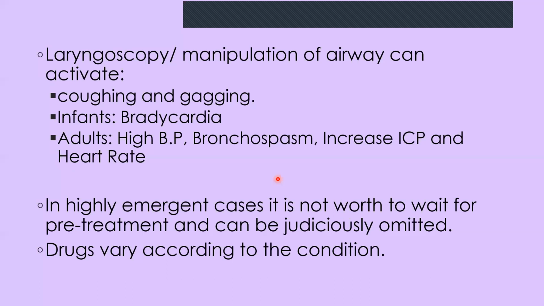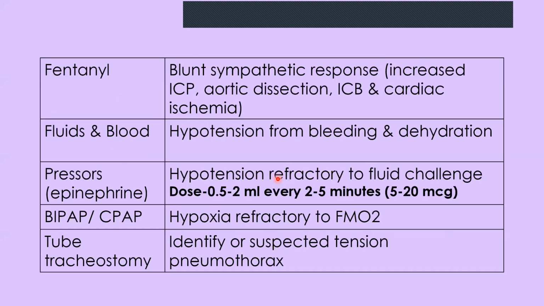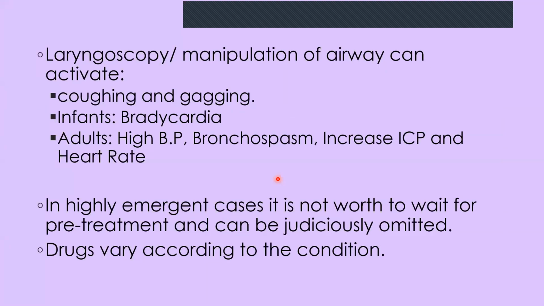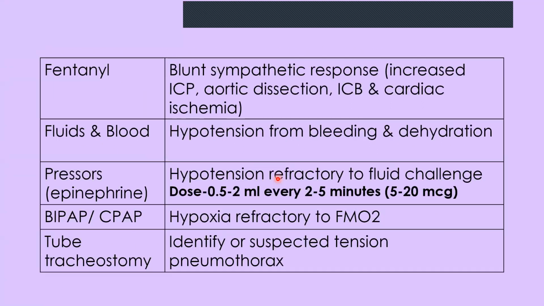But in highly emergent cases, it is not worth waiting for treatment and it can be omitted. So the drugs we give can vary according to the condition. These are the list of what we can optimize prior to intubation. Usually we give fentanyl, because fentanyl can blunt the sympathetic response that we mentioned lah, increased ICP, high BP tu, it's important.